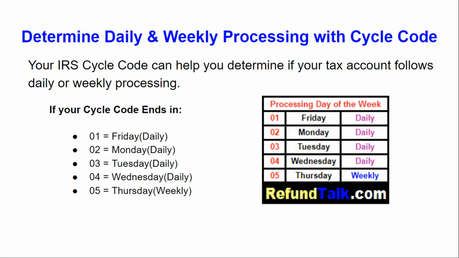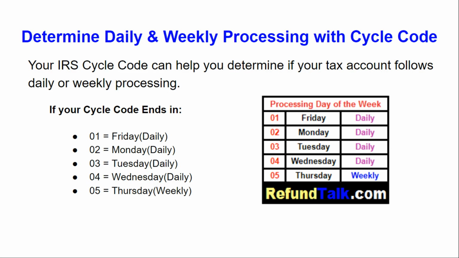Determining daily and weekly processing with your IRS cycle code. Your IRS cycle code can help you determine if your tax account follows daily or weekly processing. What you'll need to do is take the last 2 digits, the processing day of the week, from your cycle code to determine if you have a daily or a weekly account.